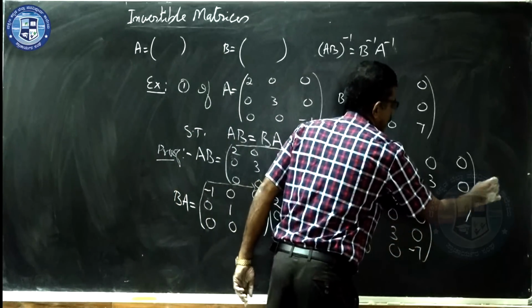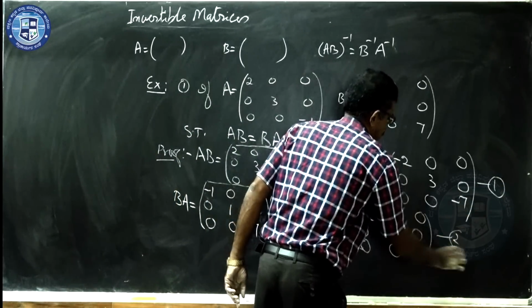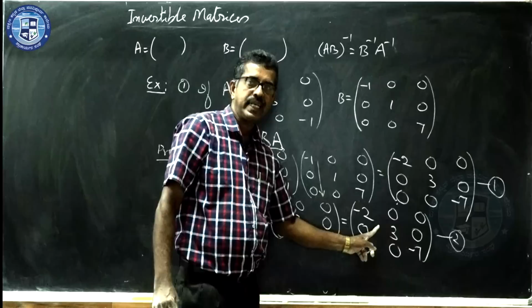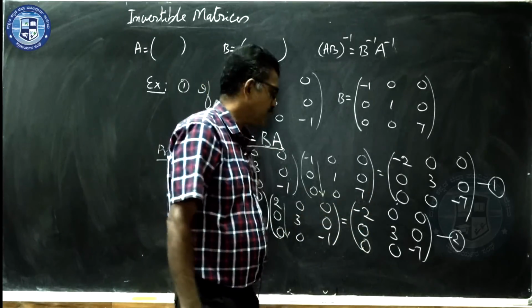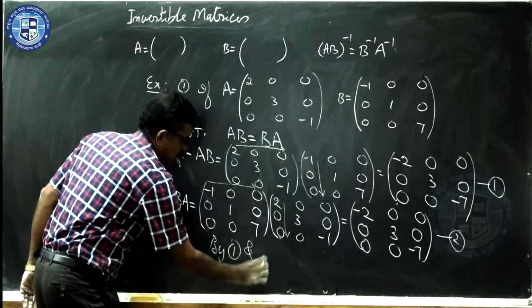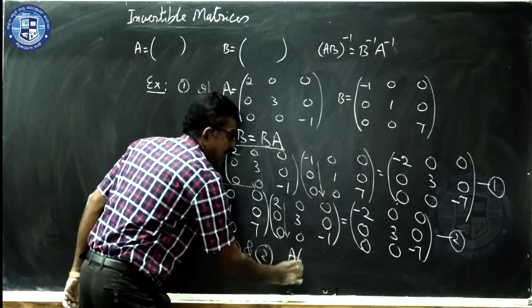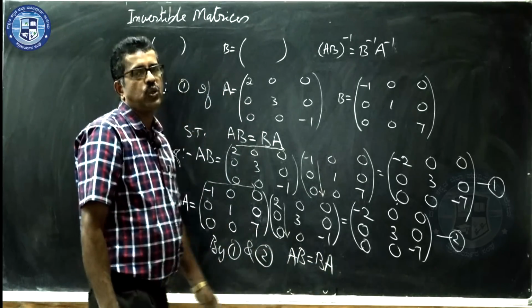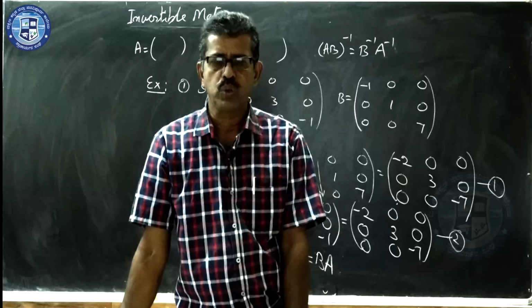I take this as equation 1 and this as equation 2. Now look at equation 1 and equation 2. What is your conclusion here? By 1 and 2, you have AB is equal to BA. So with this, we are going to complete today's session.